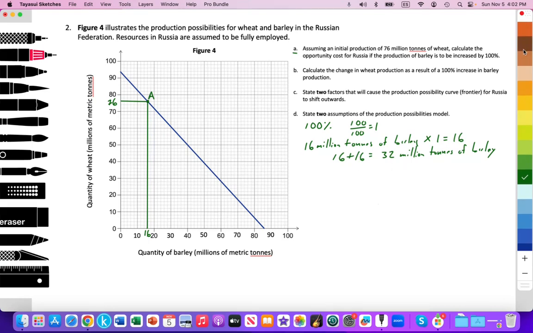Another, quicker way to calculate that would just be 16 million multiplied by 2, 16 plus itself again, which gives us 32 million tons of barley.